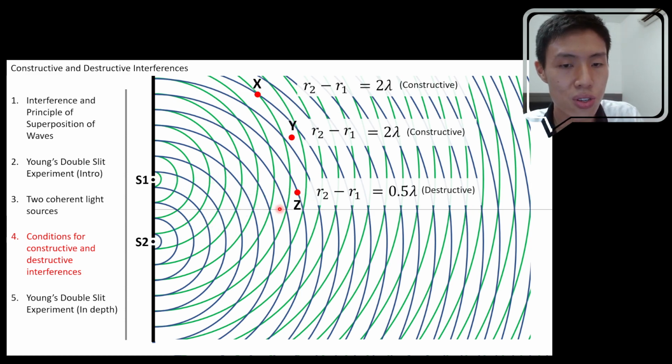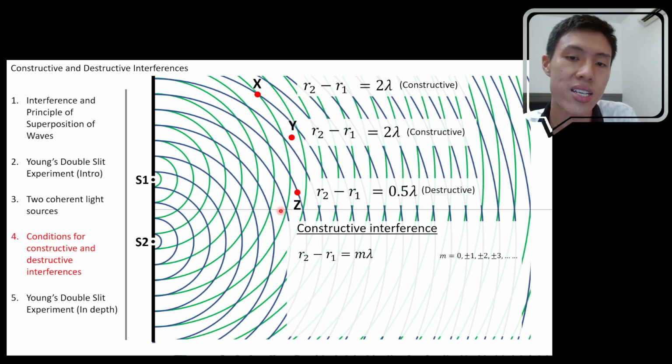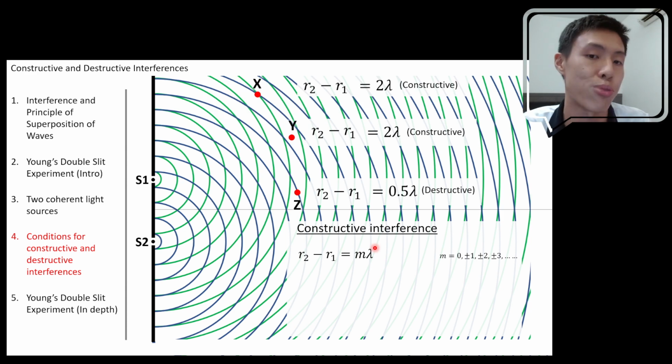Okay, so the conclusion that I can make over here is that if it's constructive interference, R2 minus R1 must be an integer multiple of the wavelength. Okay, it can be 2, it can be 3, it can be 4, it can be anything. Okay, but it has to be an integer number. It cannot have any decimal places.